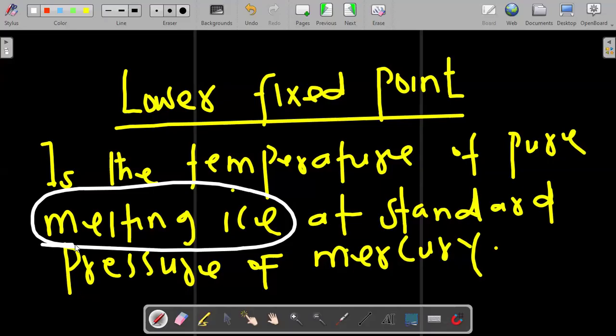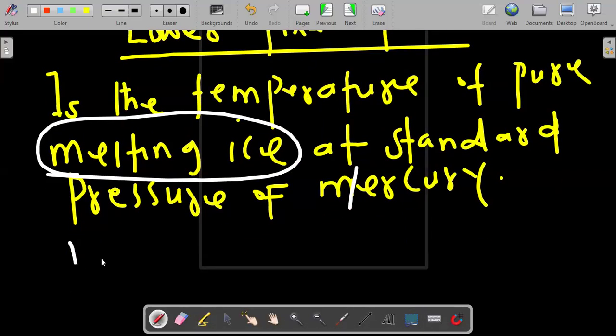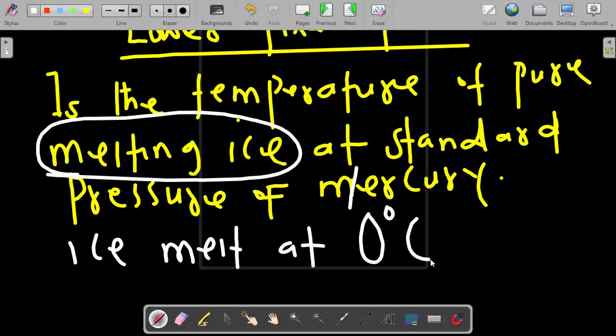The temperature of melting ice is 0 degrees Celsius. When the temperature becomes 0, that is when the ice will start melting. Ice melts at 0 degrees Celsius. So let's put that into account by saying ice melts at 0 degrees Celsius. That is the temperature at which ice melts. So the temperature of pure melting ice is 0.